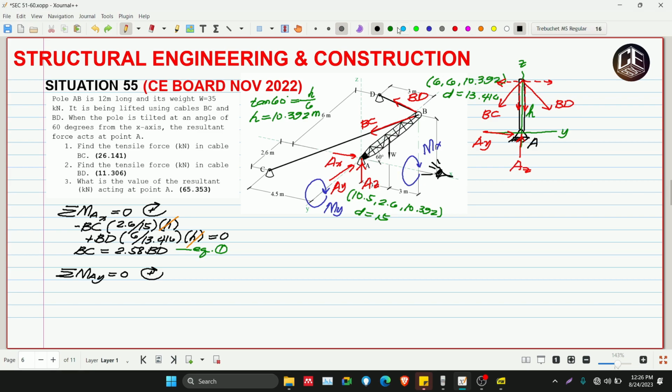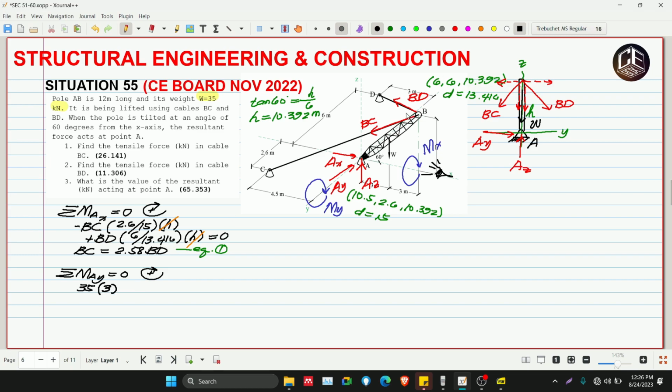Okay? Mayroon pa pala tayong weight. Ito, yung weight natin, nandito pala. But anyway, kahit nandito yung weight, tatama naman siya sa point A. So, 0 moment effect yan. Pero dito, sa about y-axis, iikot na siya ng clockwise. So, ano ang W? That is 35 kilonewton. So, 35 kilonewton multiplied by 3 meters.